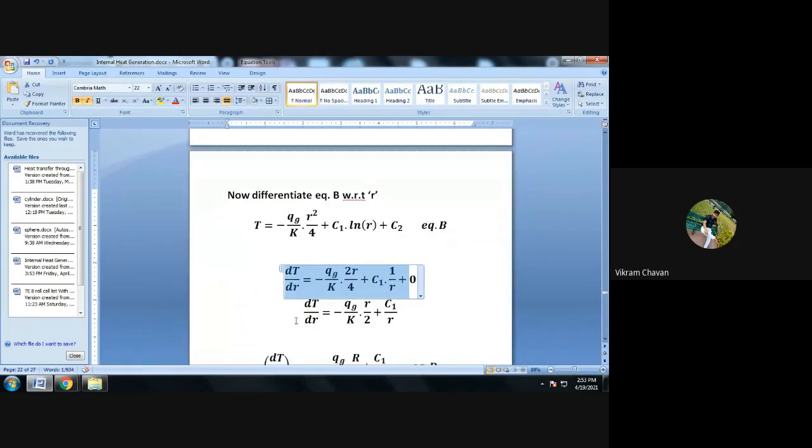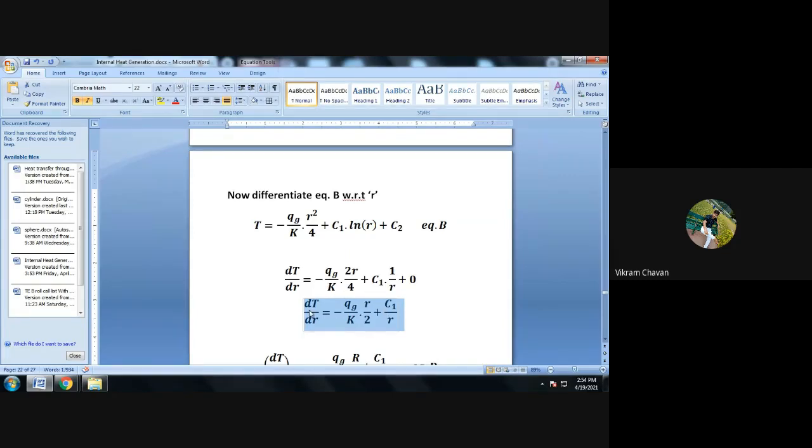So we have done some calculation. 2 divided by 4 will become 1 by 2. So dT divided by dr is equal to minus q suffix g divided by k multiplied by r by 2 plus C1 divided by r.